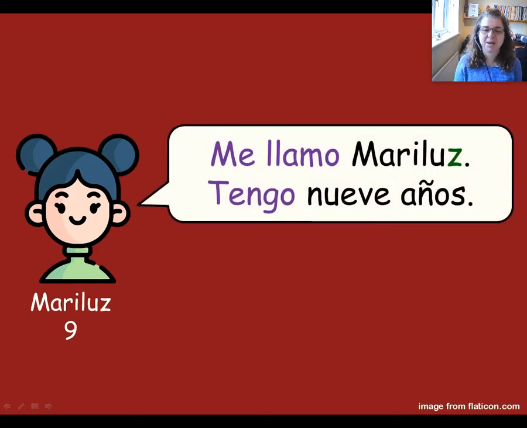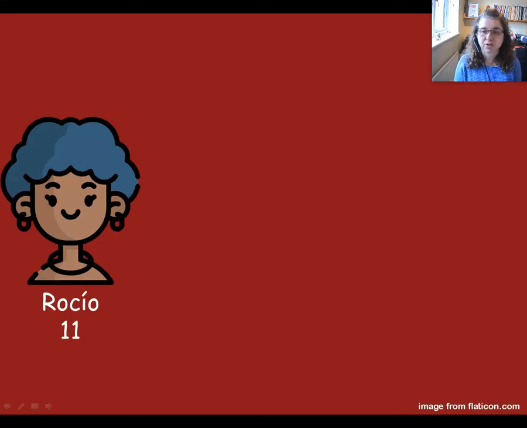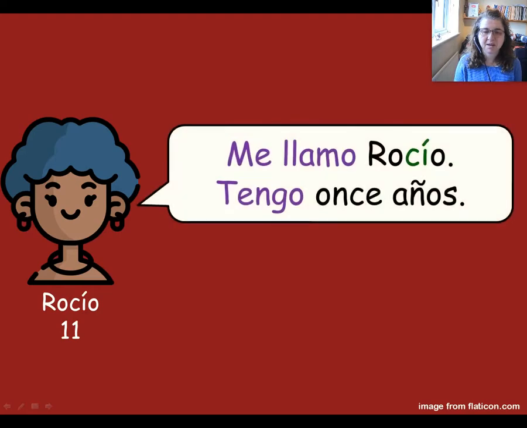Good. Me llamo Mariluz, tengo 9 años. And here is Rocío. What would Rocío say about her name and her age? Let's see if you're right. Me llamo Rocío, tengo 11 años.